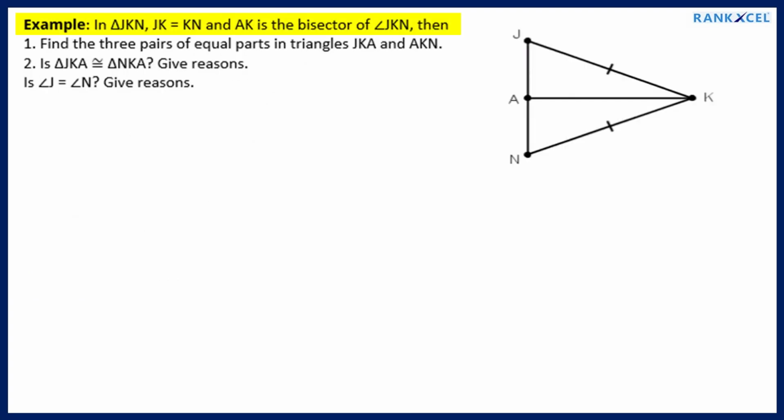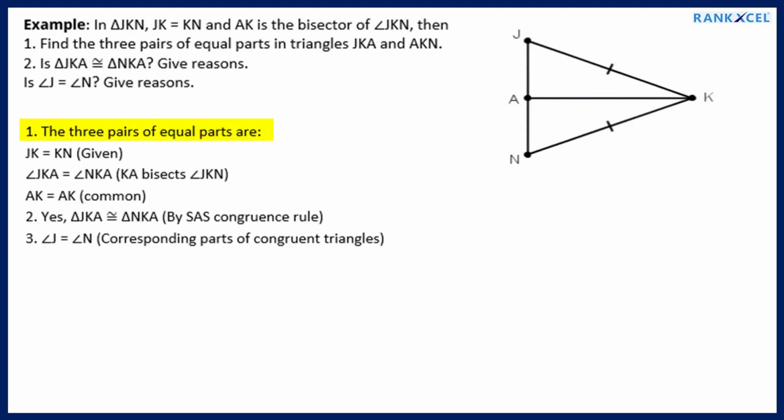Example. In triangle JKN, JK equals NK, and KA is the bisector of angle JKN. Then 1. Find the 3 pairs of equal parts in triangles JKA and NKA. 2. Is triangle JKA congruent to triangle NKA? Give reasons. 3. Is angle J equal to angle N? Give reasons.